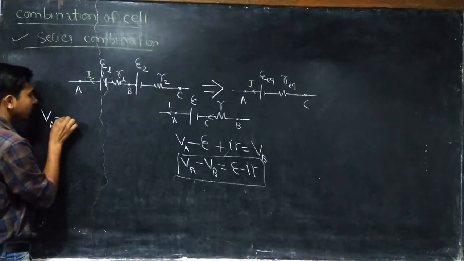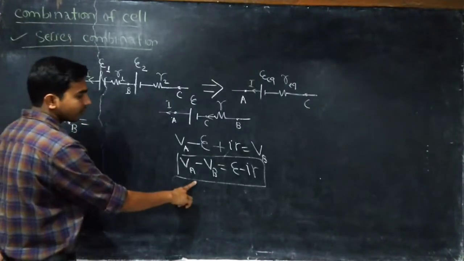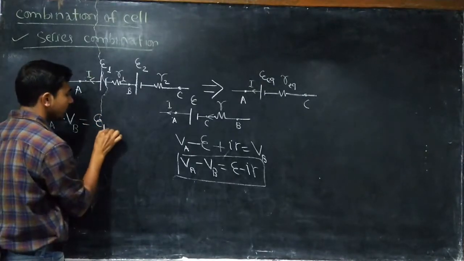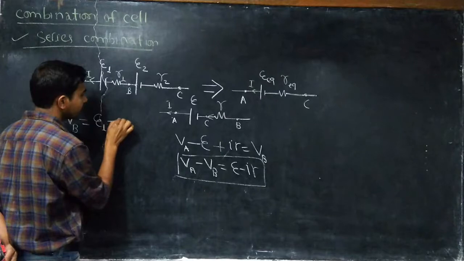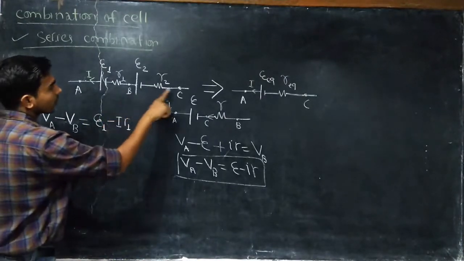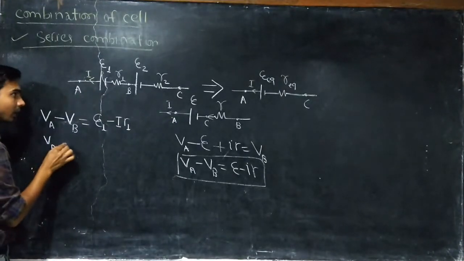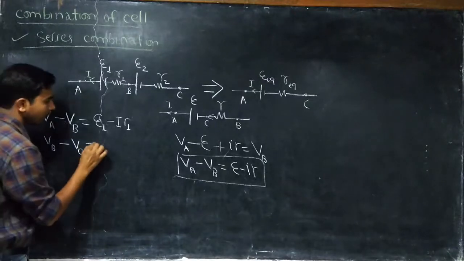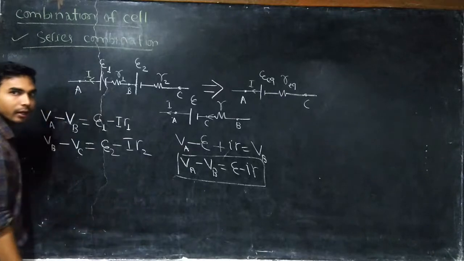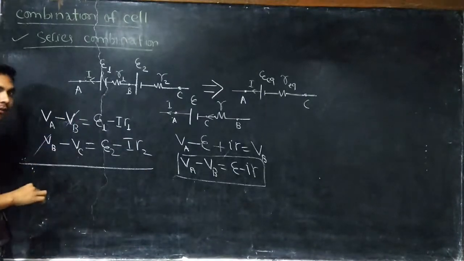VA minus VB is equal to, you can see here, what is the formula? The EMF of the first battery minus IR1. Similarly, we can write the potential drop across this battery, that is VB minus VC, and that value is how much? E2 minus IR2, right? So if I add these two, these cancel.